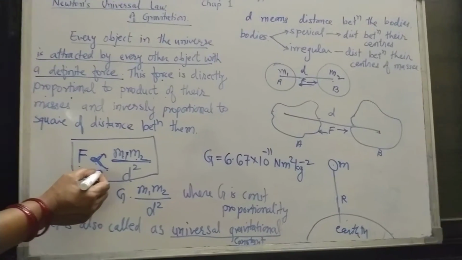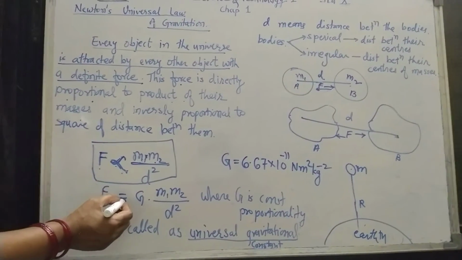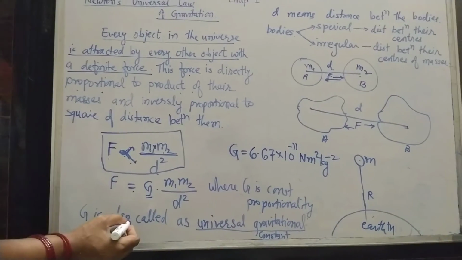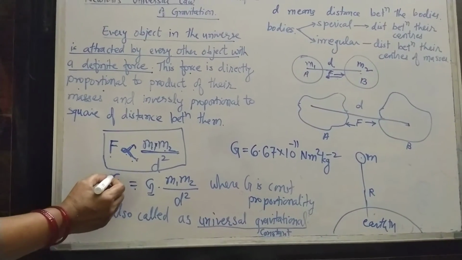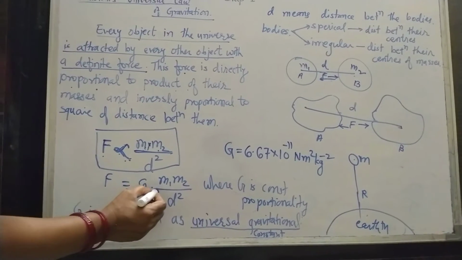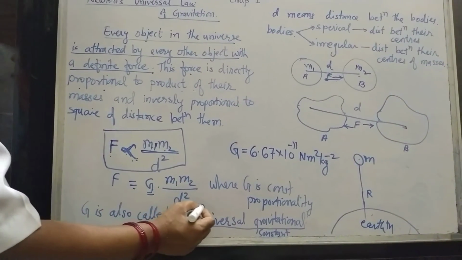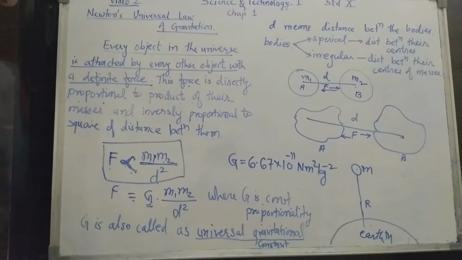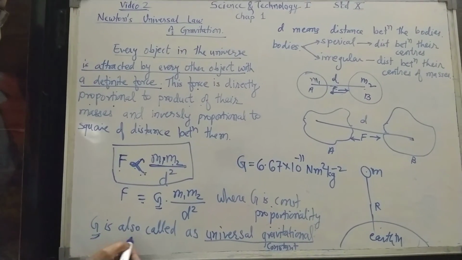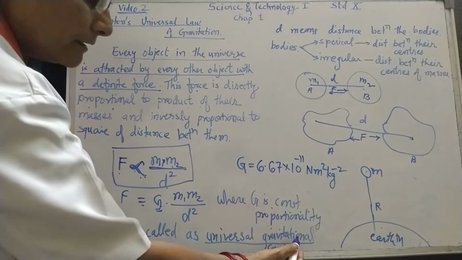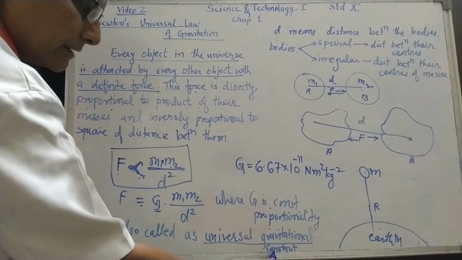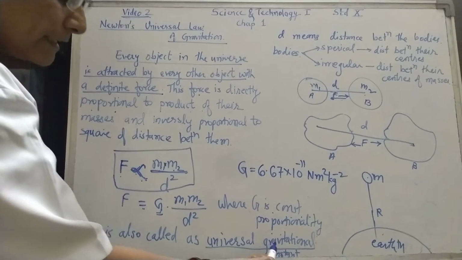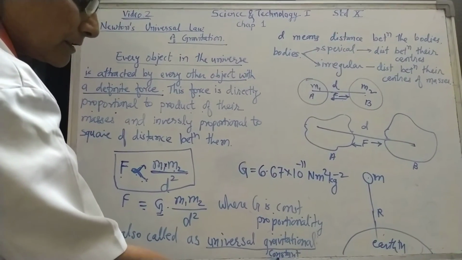Now if we want to change it into an equation, we have to take some constant of proportionality. Here F equal to capital G into m1 m2 upon d square, where G is the constant of proportionality. This G is also called the universal gravitational constant.